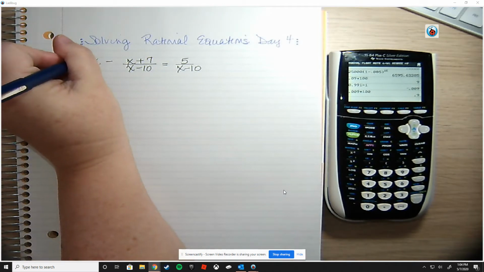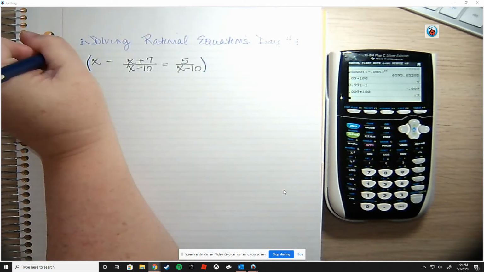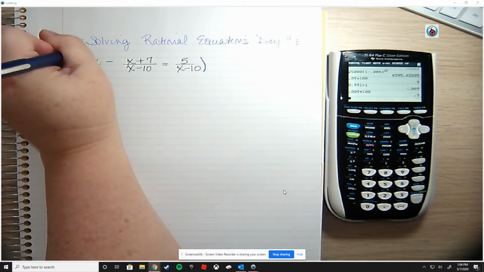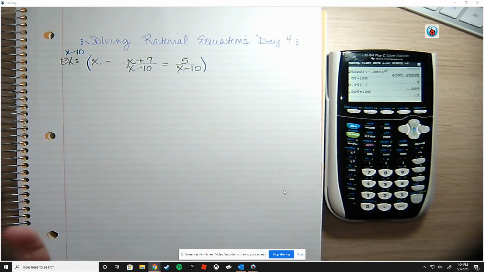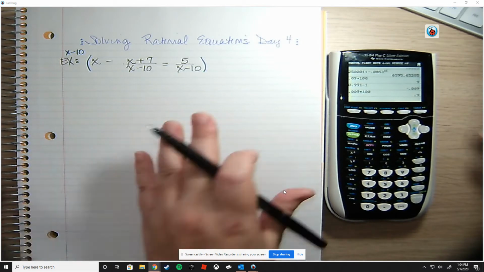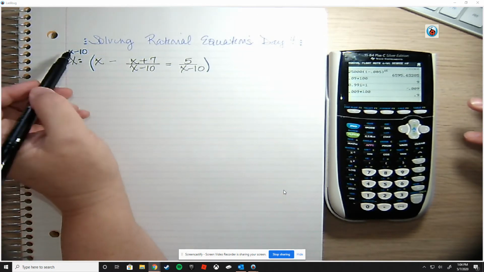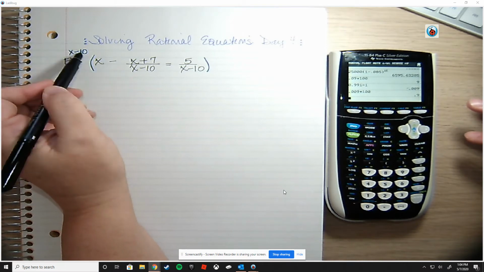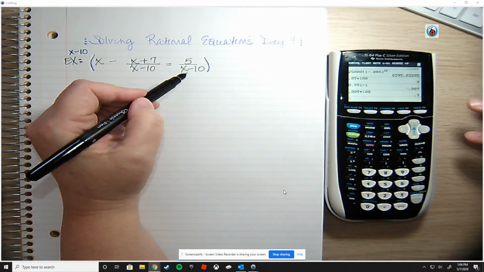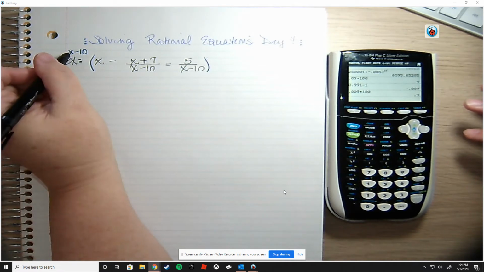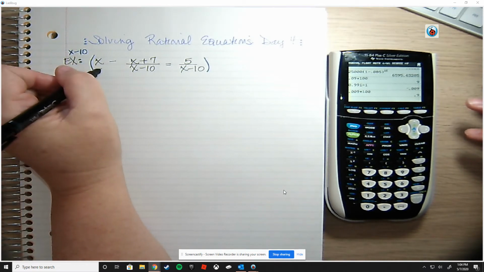So I have to multiply each one by x minus 10. All right, now I am going to skip that step now. I mean, this is 4 days later of making videos. You should understand that I'm going to multiply x minus 10 by x, by this x plus 7 fraction, and then by this 5 over x minus 10 fraction. All right, so x minus 10 times x. There's no denominator, so there's nothing to cancel.